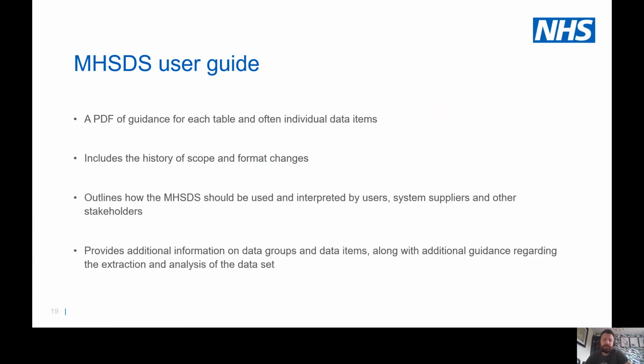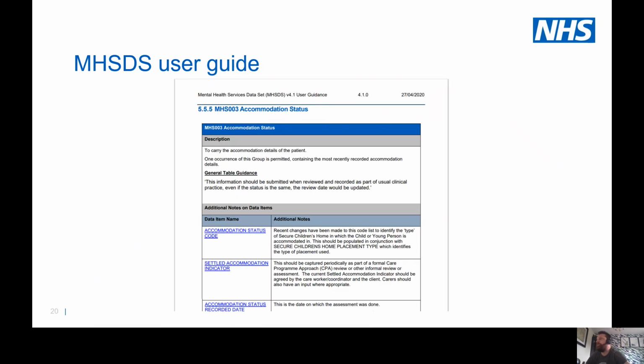Also really helpful is the MHSDS user guide. So that's a PDF of guidance for each table and often individual data items. It includes the history of the MHSDS scope changes and format changes. It outlines how the MHSDS should be used and interpreted by users, system suppliers, and other stakeholders. And it provides additional information on the data groups and data items, along with additional guidance regarding the extraction and analysis of the dataset. And here is an example from the accommodation status table.